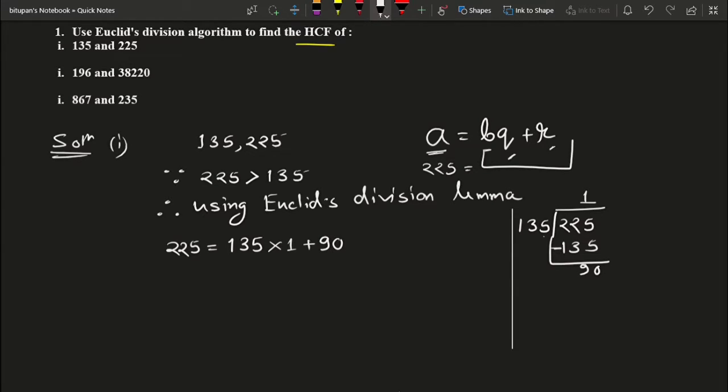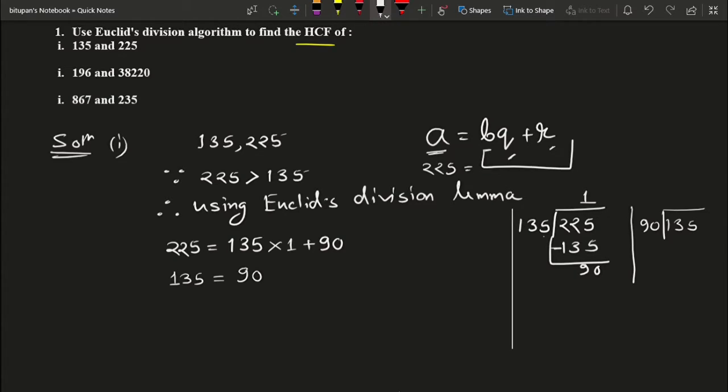Alright. Next time, please pay attention. Next time 135 will come at the place of dividend. So 135 will be the dividend this time and 90 will be the divisor. So I will write 135 here. We are done with 225. Now we will use 135, and this 135 should be divided by the first remainder, which is 90. Let us again divide 135 by 90.